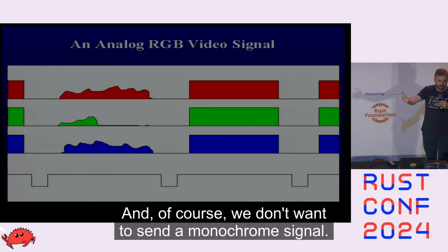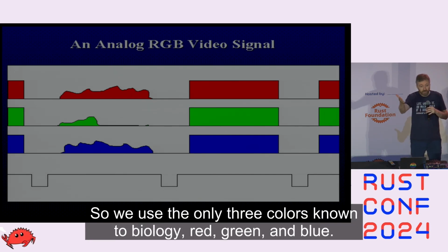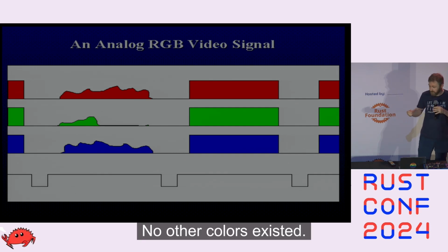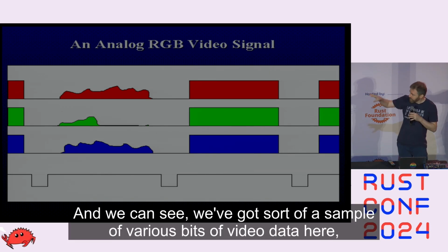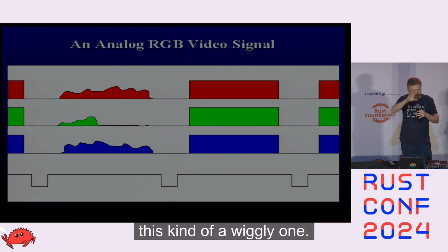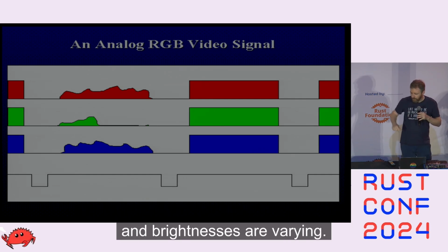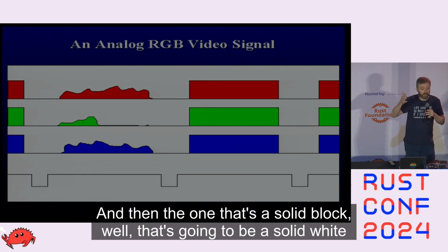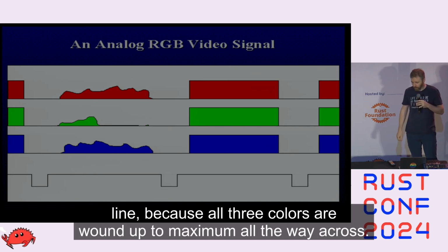And of course, we don't want to send a monochrome signal, we want to generate color. So we use the only three colors known to biology, red, green, and blue. No other colors exist. And we send three unique signals. And we can see we've got a sample of various bits of video data here. There's a wiggly one. Let's imagine some kind of colored image going on, and the colors and brightnesses are varying. And then the one that's a solid block, well, that's going to be a solid white line, because all three colors are wound up to maximum all the way across.